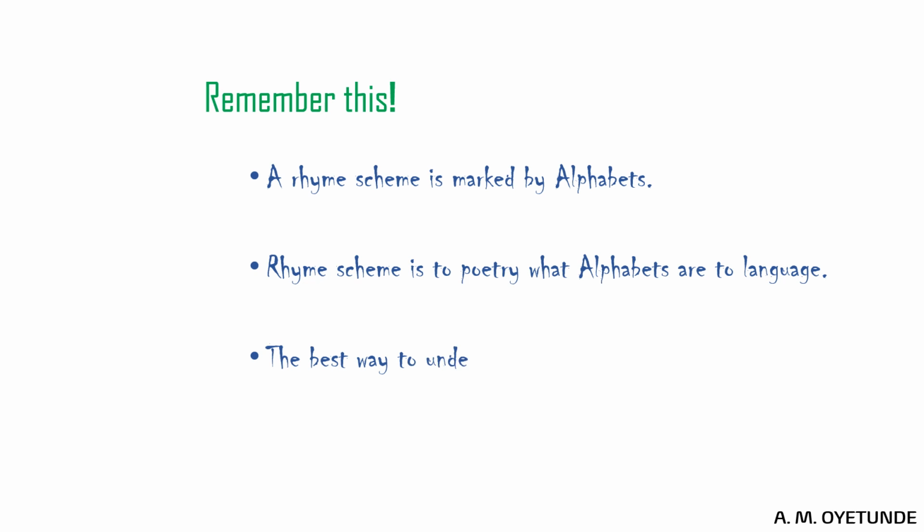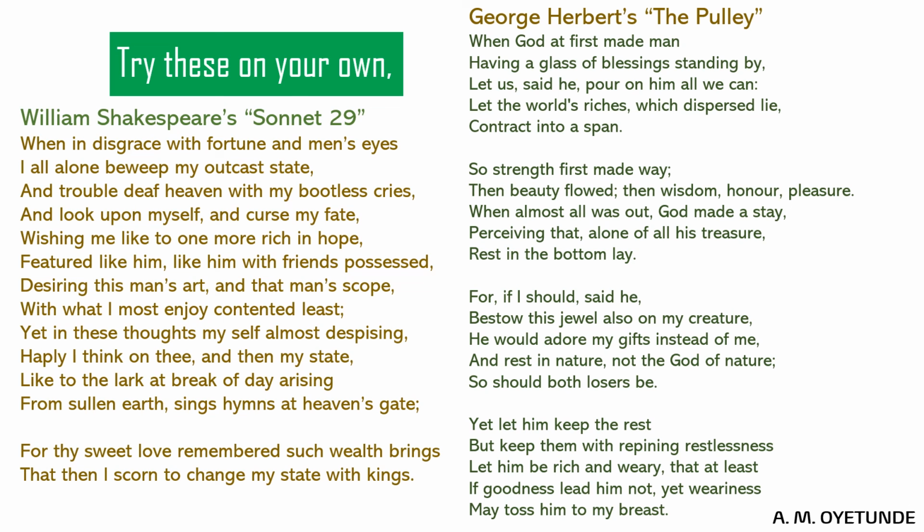And finally, the best way to understand a poem is by reading it out loud. You have to open your mouth and read the poem out, and that's the best way to enjoy it, and that's the best way to figure out the rhyme scheme. Now, having explained all that, I have here two poems, one by William Shakespeare and the other by George Herbert. Take some time and figure out the rhyme scheme for this poem.